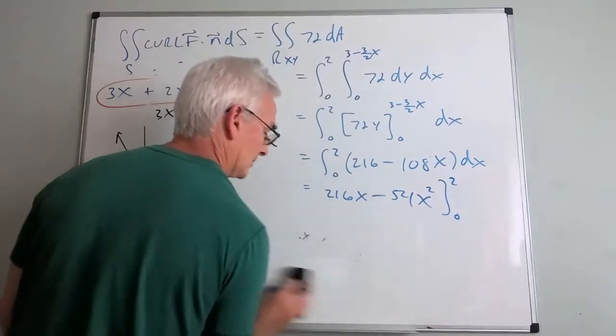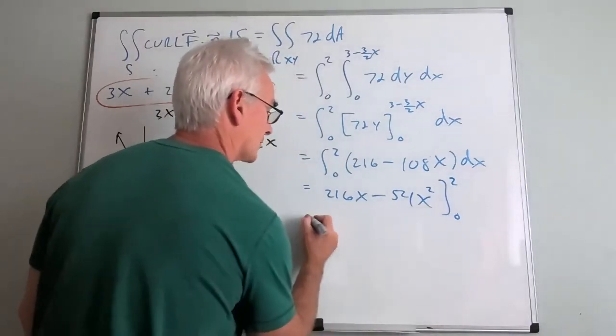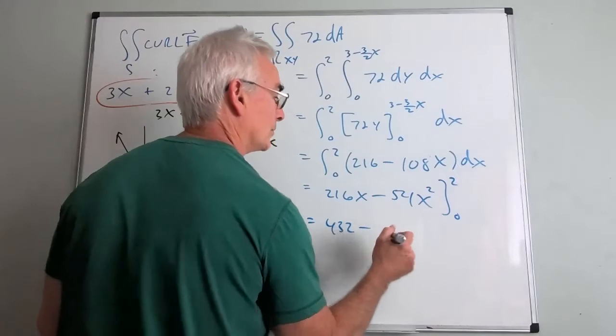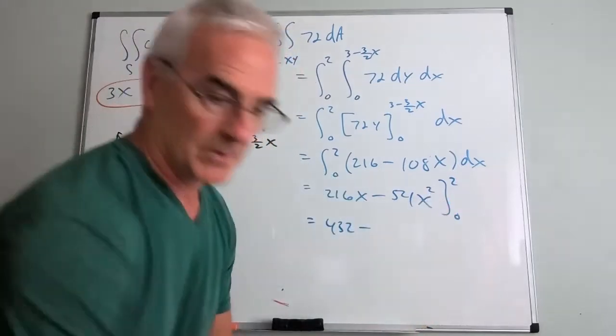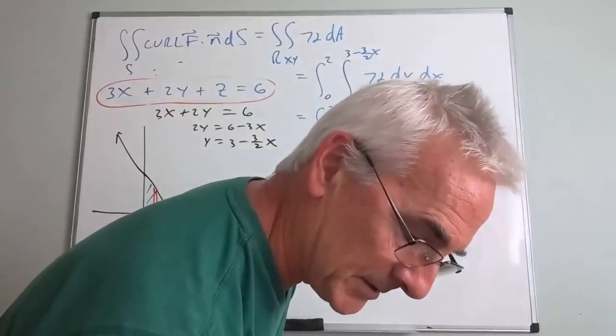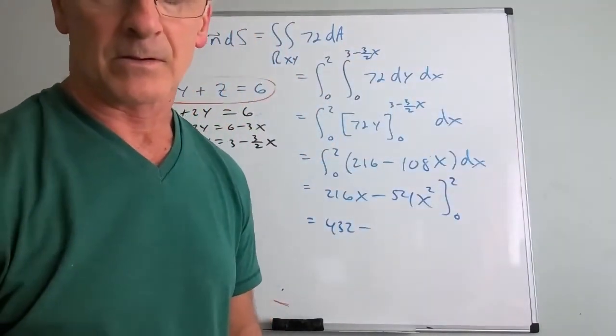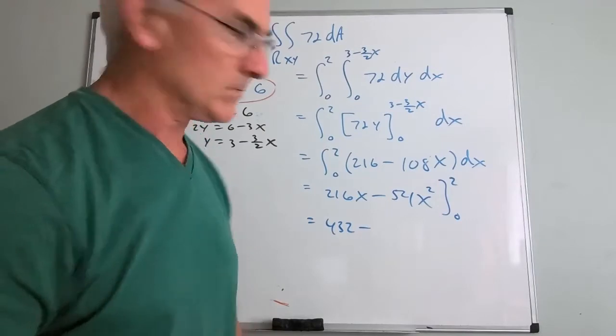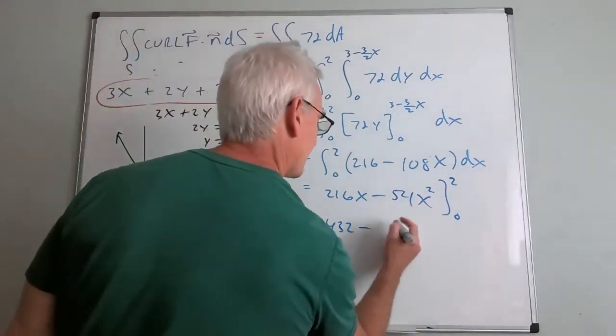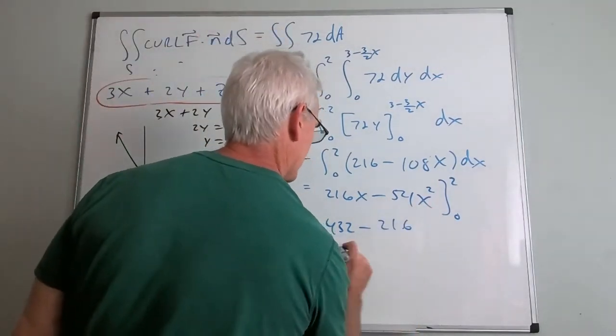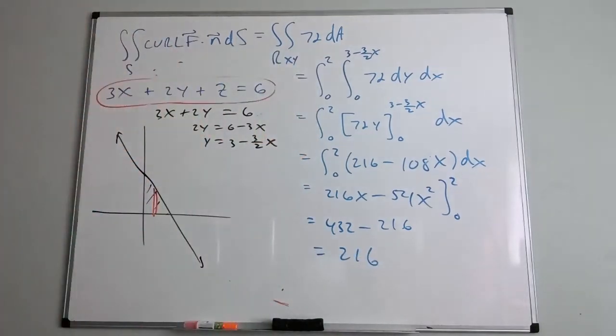So my final calculation, I'm going to have 432 minus 54 times 16. That would be, I'm sorry, 54 times 4, not 16. And I think that gives us 216.